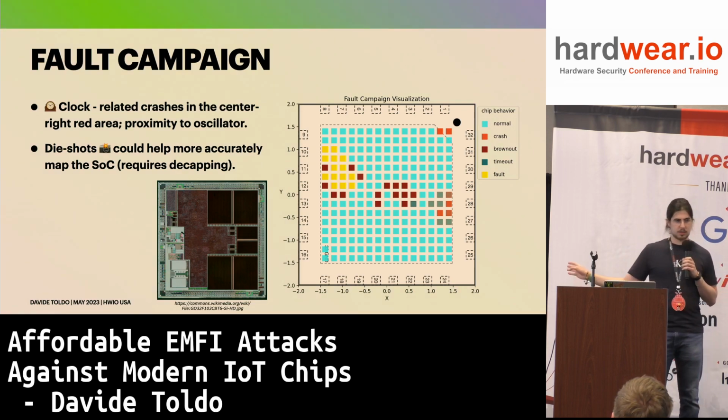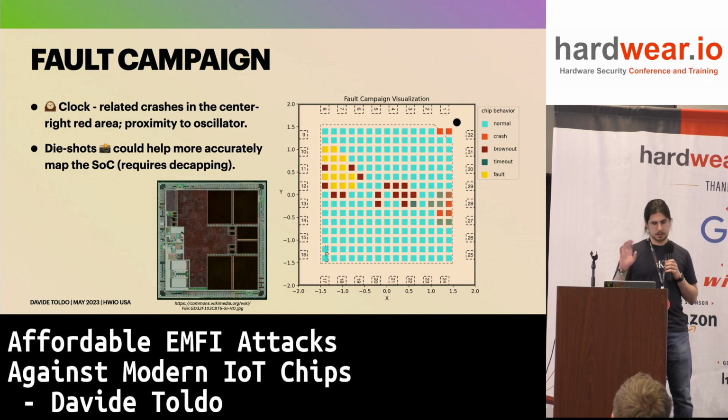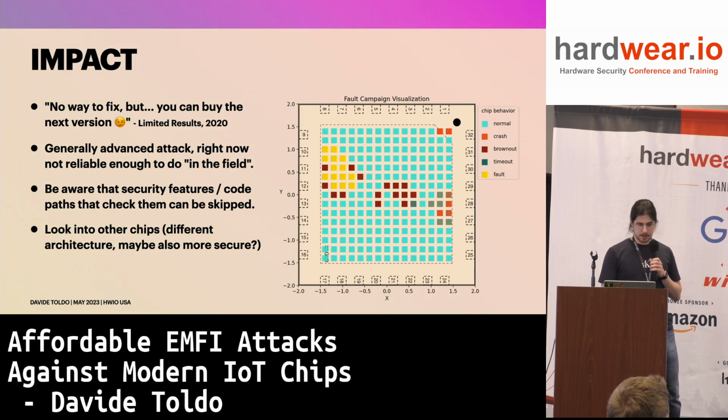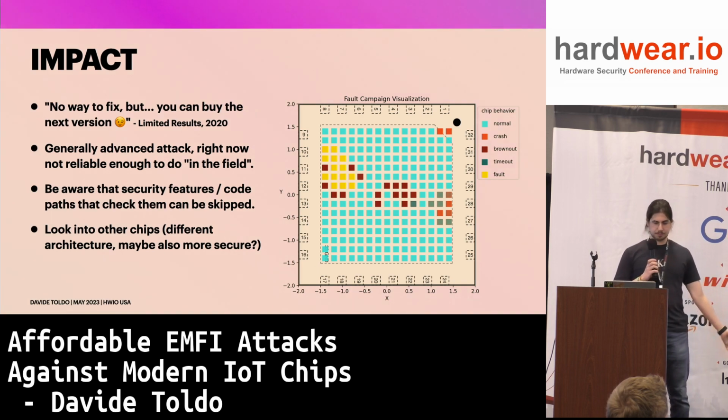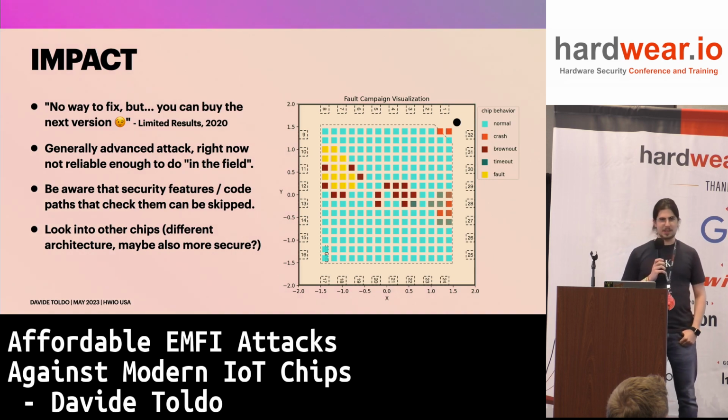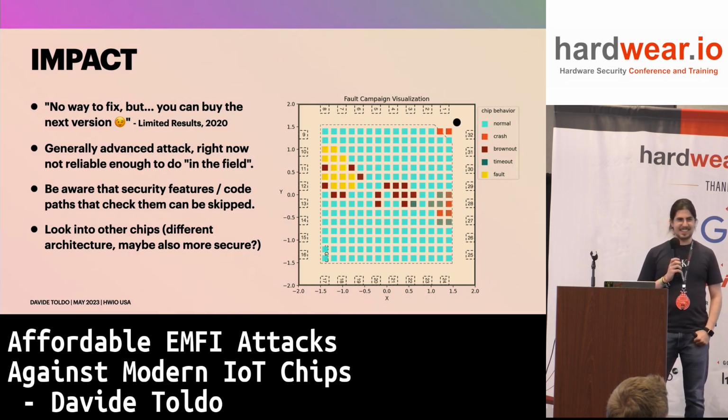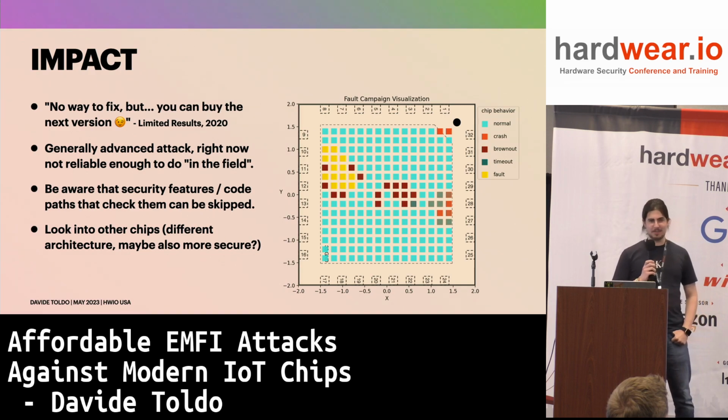This is just an example of a different chip where you can see how RAM areas or memory areas look very different from computing areas. And as for the impact, I'm quoting limited results from 3 years ago. He said there is no way to fix it, but you can buy the new chip. And I don't think I could put it any better.